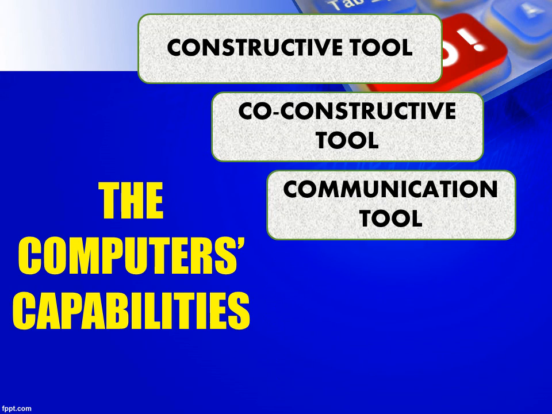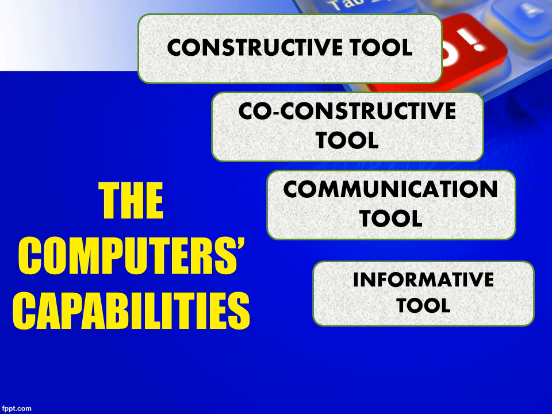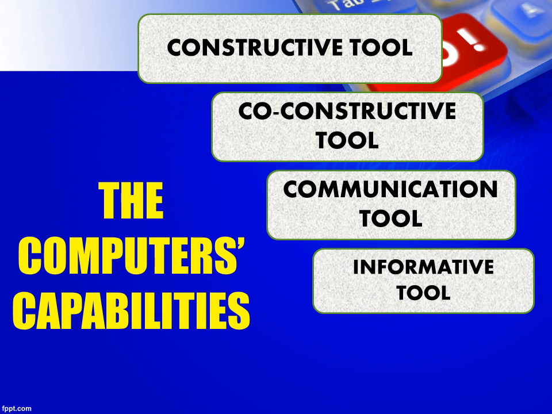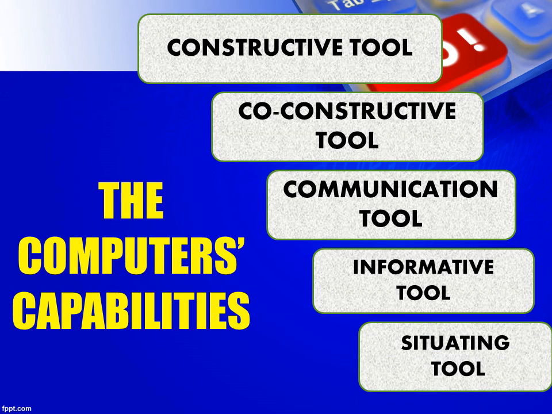Third is communication tool. The computer has been used in communication as evident by social networking sites such as Facebook, Twitter, and Instagram. Fourth is the informative tool. The computer can provide vast amounts of information in various forms, such as text, graphics, sounds, and videos.